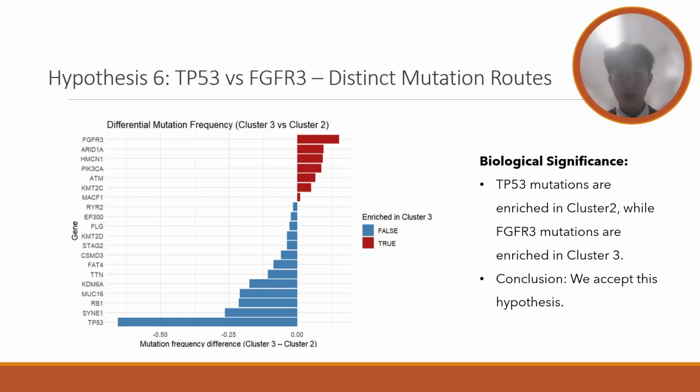For hypothesis 6, we hypothesized that TP53 and FGFR3 mutations are mutually exclusive between cluster 2 and 3. To test this, we compared mutation frequencies across clusters and ranked genes by differential mutation rates, supported by Fisher's exact test. TP53 is strongly enriched in cluster 2, while FGFR3 is enriched in cluster 3, with very few tumors carrying both mutations. This opposite pattern reflects distinct oncogenic pathways in bladder cancer, and based on this clear separation, we accept this hypothesis.